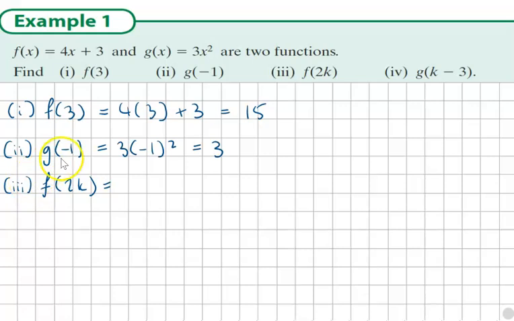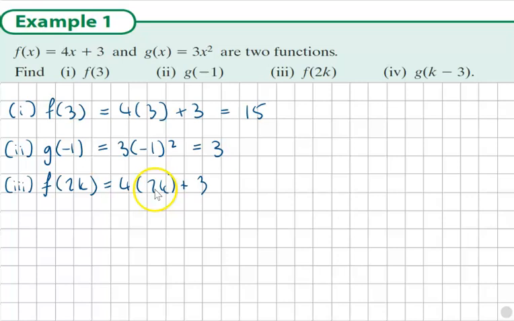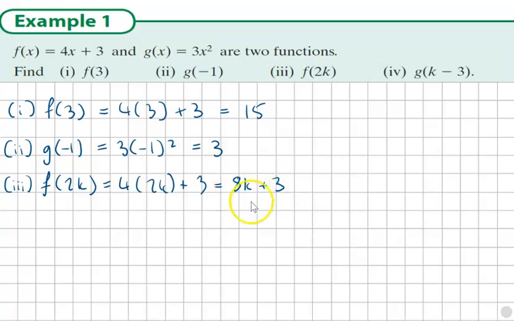Part 3, we're going to work out f of 2k. So we're going to go back to function f of x, which is our first one, 4x plus 3. We're going to swap that x for a set of brackets, and into the brackets we're going to put 2k. So we have 4 times 2k plus 3. 4 times 2 is 8, so we get 8k plus 3. And that's our answer. We just leave it like that.